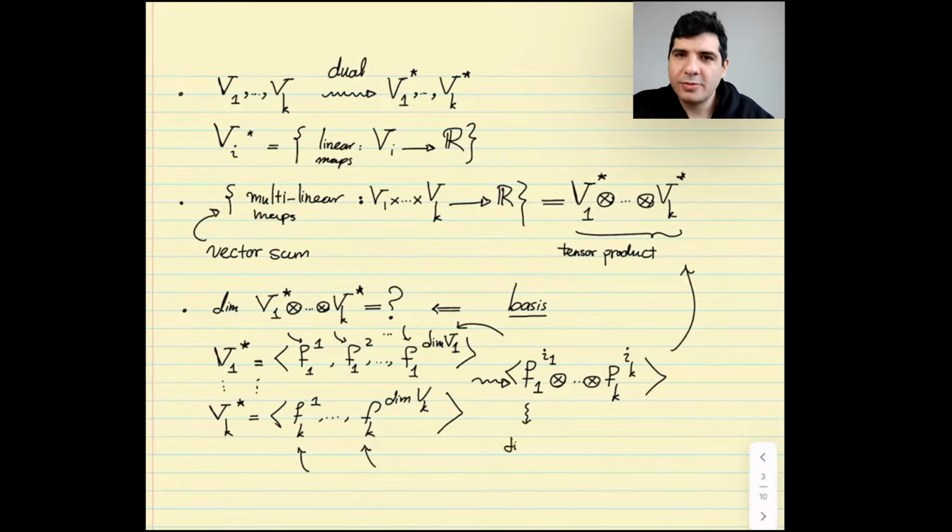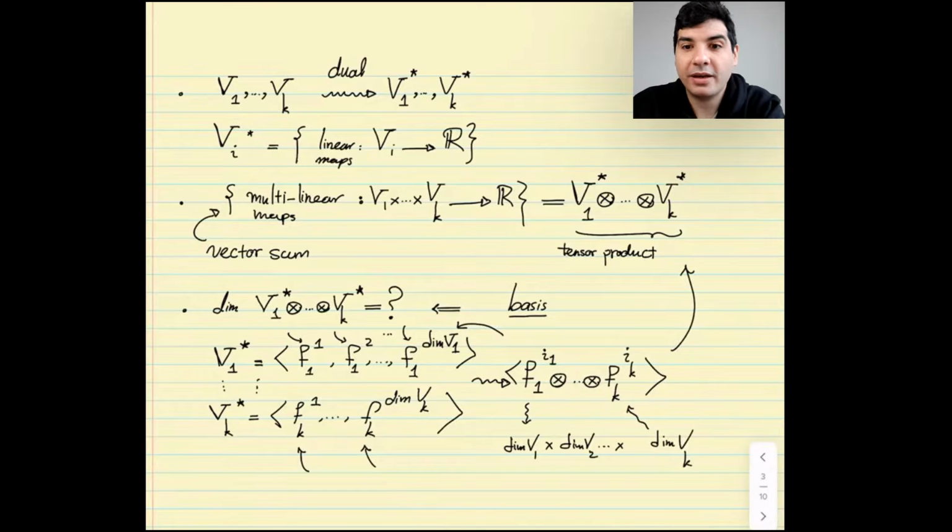So how many choices do we have for F1,i1? We have dimension of V1 many. How many choices do we have for F2,i2? Dimension of V2 many. Up to the last one, how many choices do we have for Fk,ik? Dimension of Vk many. So the product of these dimensions is the dimension of the tensor product space. Okay, so that's the way to come up with a basis for the tensor product space.